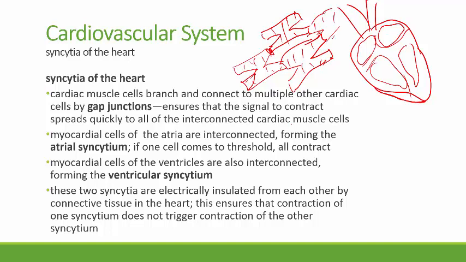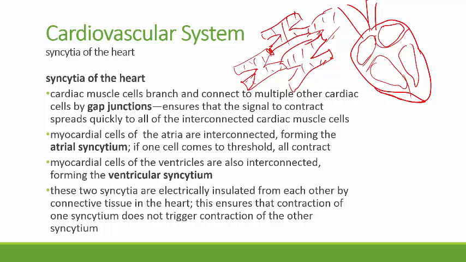So they connect to each other by gap junctions, which allows a lot of communication of ions between the cells. So whatever insulation they might have is overcome by the fact that they're communicating. And so the signal to contract spreads quickly through all of these interconnected cardiac muscle cells.